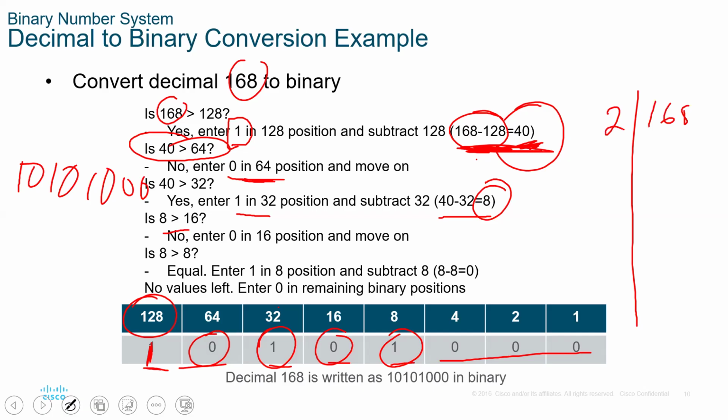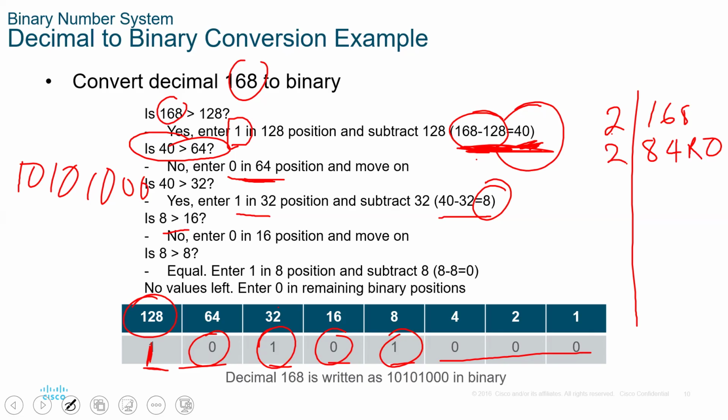Why are you dividing it by 2? Because you are converting it to binary. Binary is 2. Then you will record the remainders. So 2 into 168. How many times? We see 2 into 16 is 8. 2 into 8 is 4. Is there a remainder? No. So I'll put remainder 0.